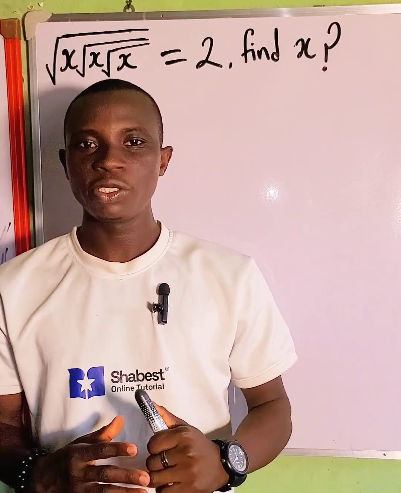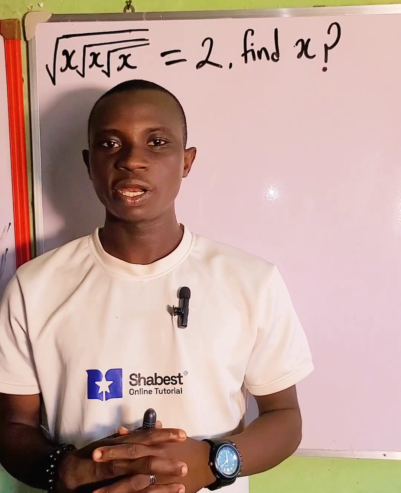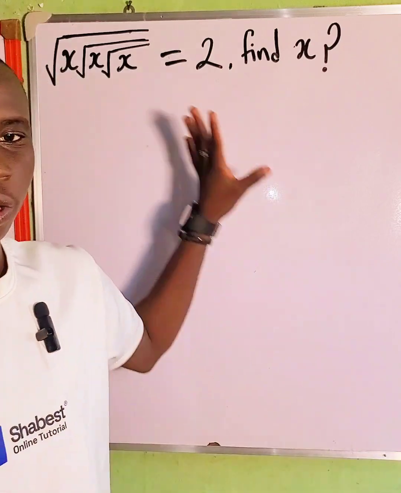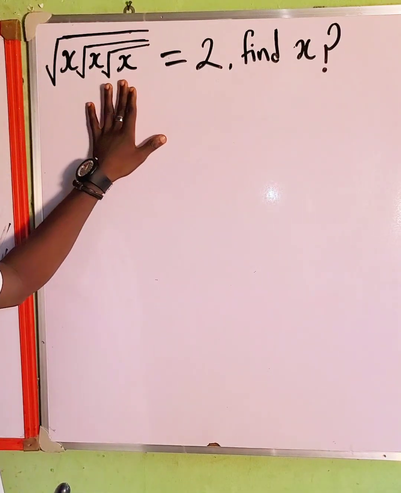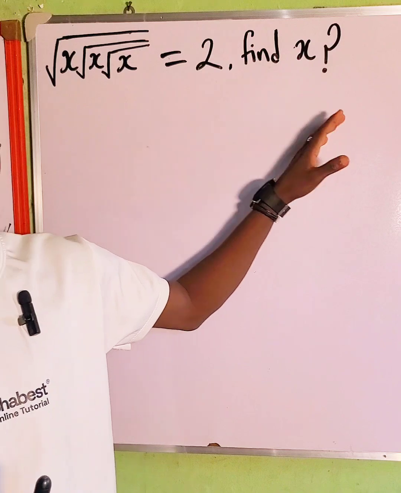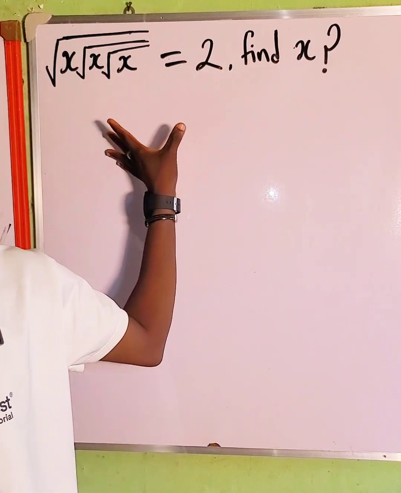In today's tutorial, we're going to learn how to solve for the value of x from this radical equation. We are given that square root of x into square root of x into square root of x is equal to 2. Then what is the value of x that will satisfy this equation?